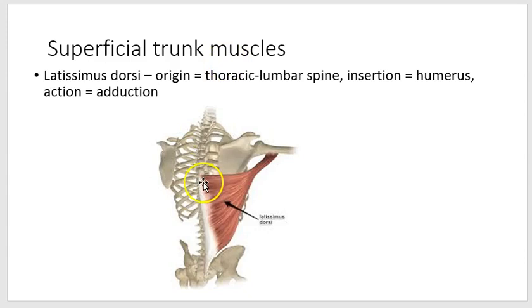It has origins also on the spine, around the thoracic and lumbar, and then it inserts way up here on the humerus. And so, if it's inserting up here, when it contracts, what is it going to do with that humerus? It's going to bring it down. Your latissimus dorsi is really important in adduction, so bringing that humerus down towards the body, just like the pectoralis major.